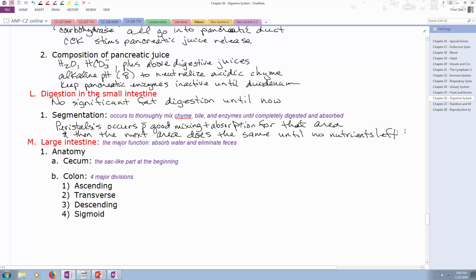So segmentation, mix, absorb, and then peristalsis, move it on down, let that area see what it can do. Segmentation, mix, absorb, peristalsis, keep moving it on down until you get to the large intestine with no nutrients. And that's great because the large intestine's main function is the absorption of water and the elimination of feces, things that we cannot digest.